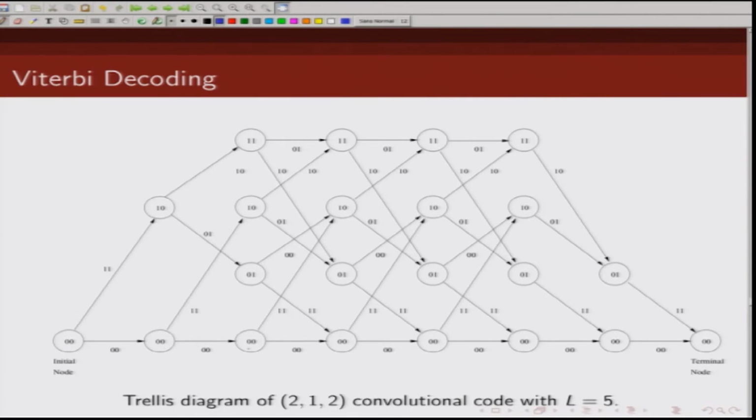So, this is time instance 1, 2, 3, 4, 5. These were our information bits. Now, what happened after this? We are terminating the convolutional code to all 0 state. So, the number of states reduces by half at each time instance. From here, from 4 it becomes 2, and from here it becomes 1 state. So, you can see basically we are transmitting 5 information bits and 2 tail bits. And what I have labeled here is, at each branch, the code word corresponding to this transition.